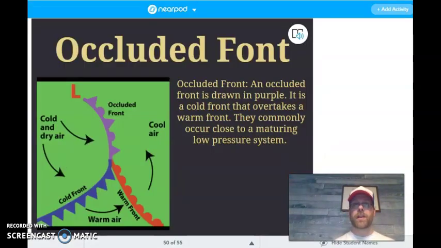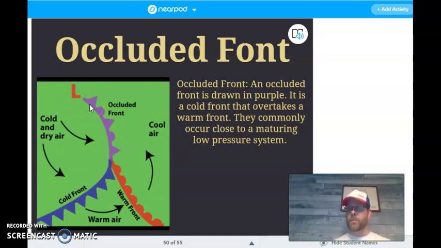Picking back up here, I know this is a long video, and for that I apologize, but here's our last slide about the occluded front, and then you can go back to the Nearpod codes and watch the videos attached with this. Again, notice that the cold front is catching up with the warm front, and when they hit each other and they mix, you're going to get this purple color.